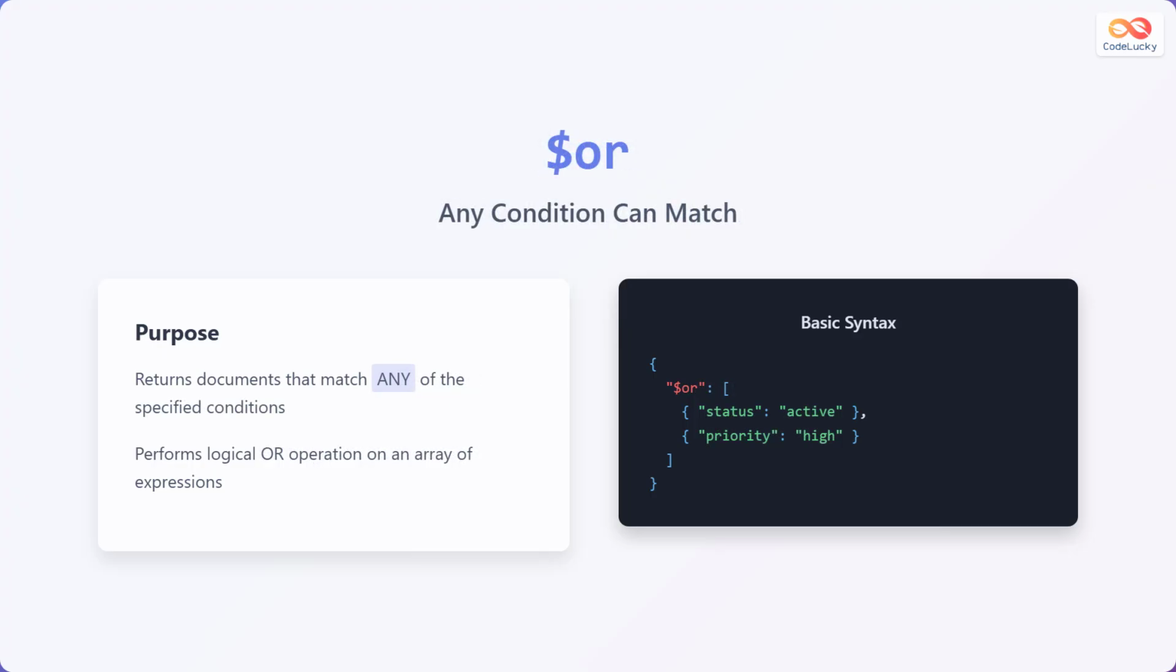The $or operator retrieves documents that satisfy at least one of the specified conditions. It conducts a logical OR operation on an array of expressions. In its basic syntax, $or is followed by an array of conditions. If a document matches any of the conditions listed within the array, it will be included in the result set. For instance, you might look for entries where the status is active or the priority is high. Any document meeting either of these criteria will be selected.